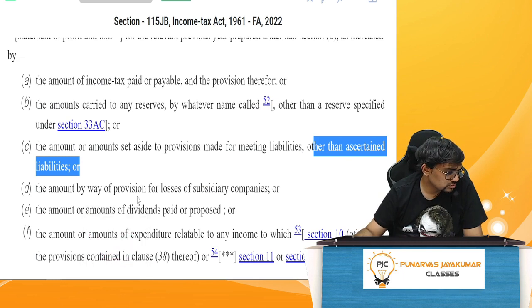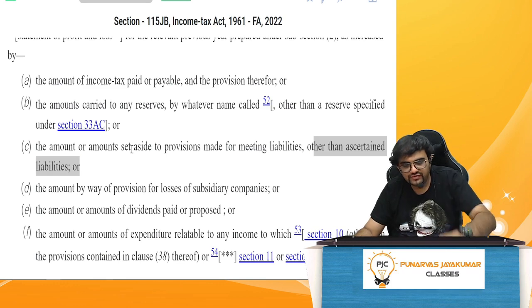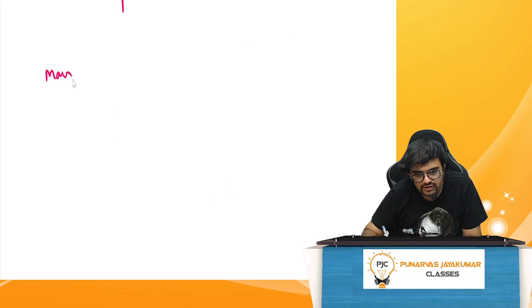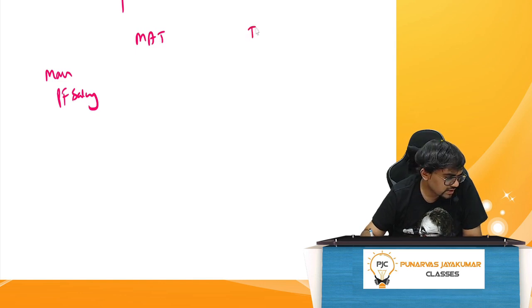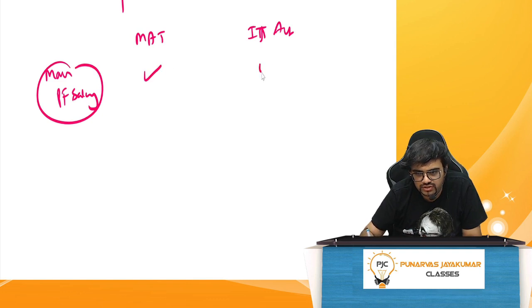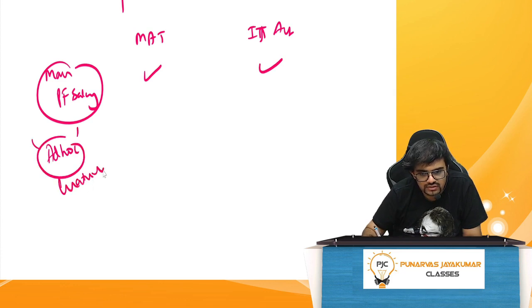So if you make provision for salary, for example, March month salary, as per MAT what to do, and as per Income Tax Act what to do? Since it is an ascertained liability, both it will be allowed, not added back. If I make an ad hoc gratuity provision, here it is disallowed, means added back.